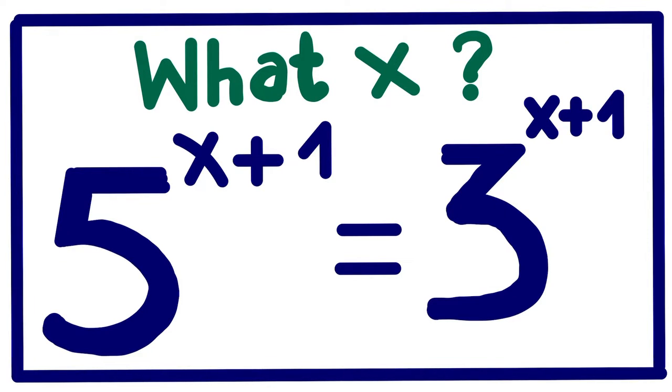In order to solve exponents, we always make sure that they have a common base. The base should always be the same. But in this case, it's kind of impossible to turn 5 into 3 or vice versa. So let's get started.